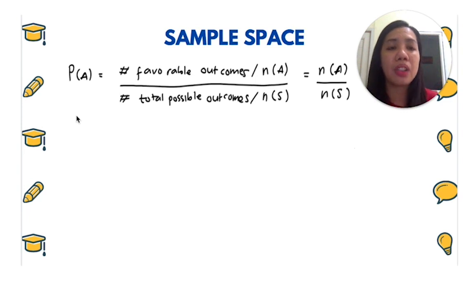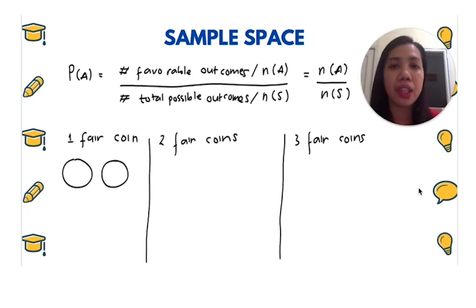Okay, we're gonna talk about the sample space of coins, and then dice, one dice, two dice, and etc. First things first, let's talk about the sample space of a coin. In the first case, we're gonna talk about one fair coin. Whenever I say fair coin, it means the coin has the same chance of landing on either side, or the weight of the coin is the same on either side.